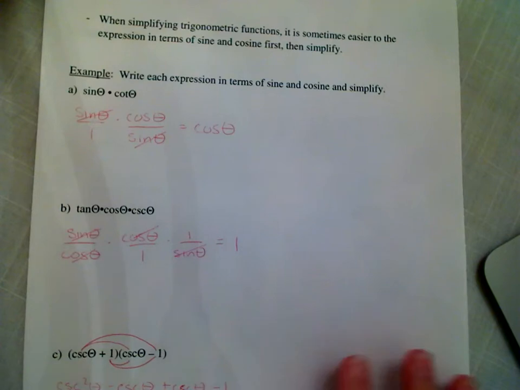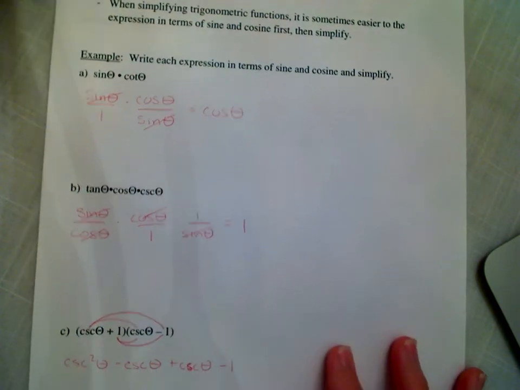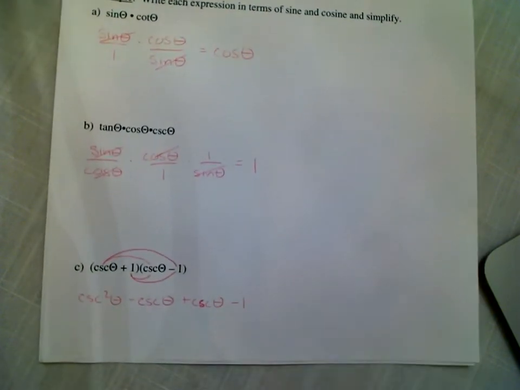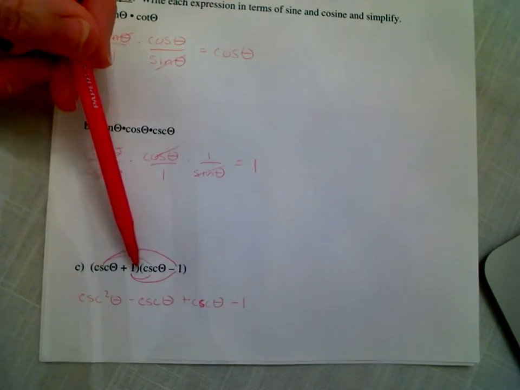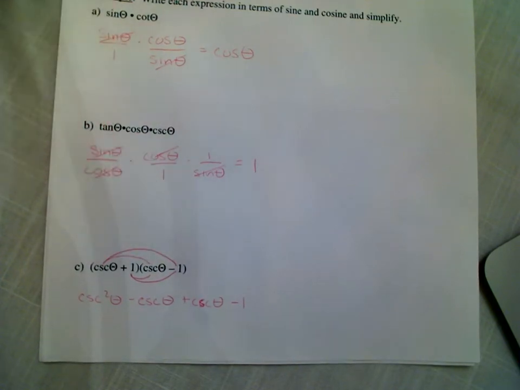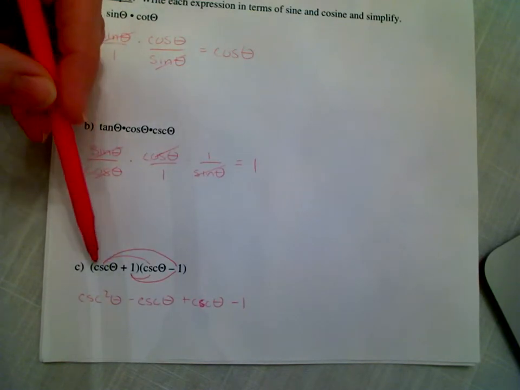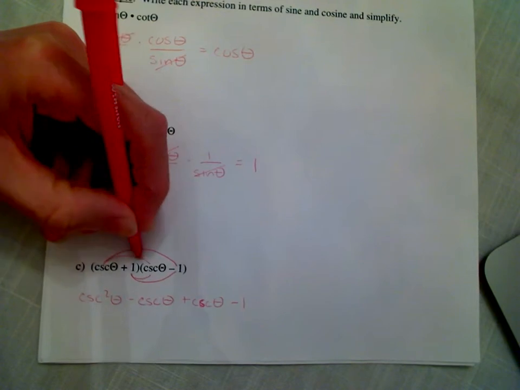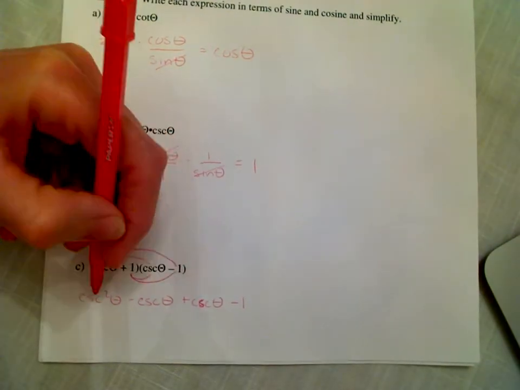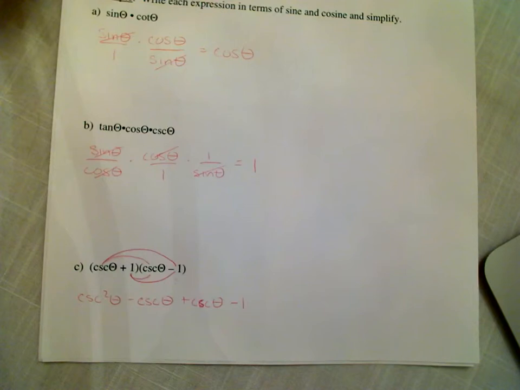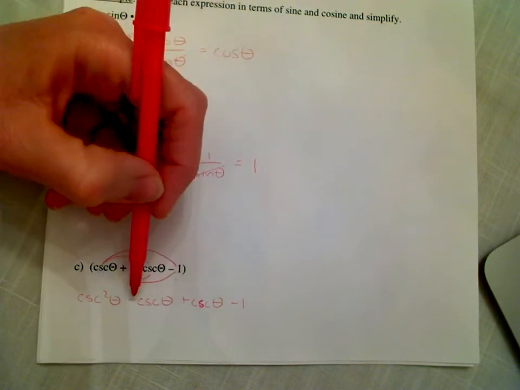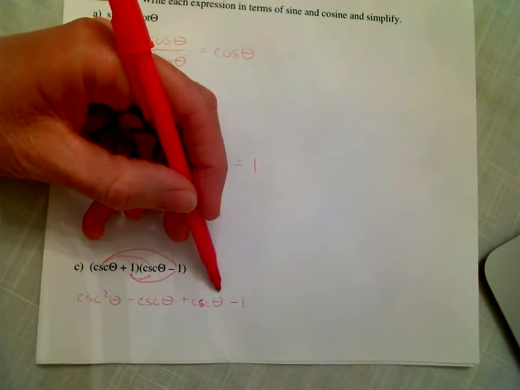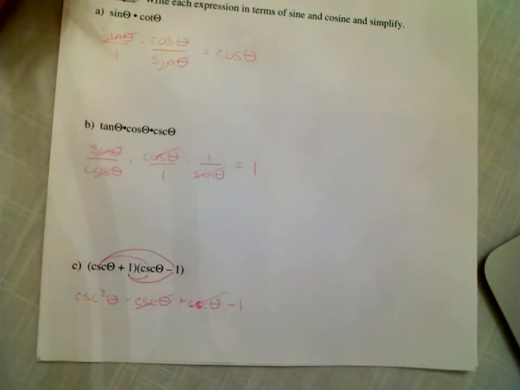Now, this doesn't mean that you have to do this all of the time. Sometimes, if there's an operation in the problem like this one, cosecant plus 1 times cosecant minus 1, you may want to work with the problem as it is first and see what happens. For example, I recognize this as a problem where I want to double distribute or use the FOIL method. And so when I do first, outer, inner, last, here are the terms that I get. What I notice is that I have a negative cosecant theta and a positive cosecant theta. Those will cancel each other out.